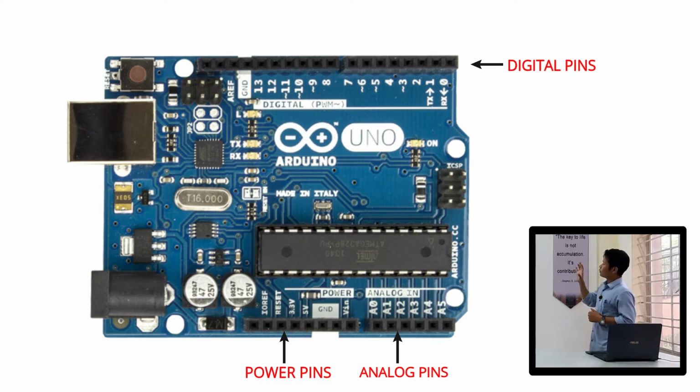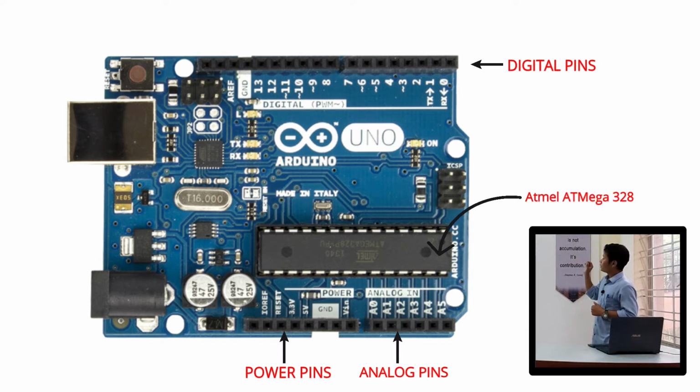Here the most important part is your processor. We can say processor in terms of computer. So here we have this IC, integrated circuit, which is Atmel ATmega328. We have two output voltage pins, that is 3.3 volt and 5 volt output pins, and we have one input voltage pin, the Vin pin, which Arduino can take maximum 12 volt input and can give out maximum 5 volt of output.